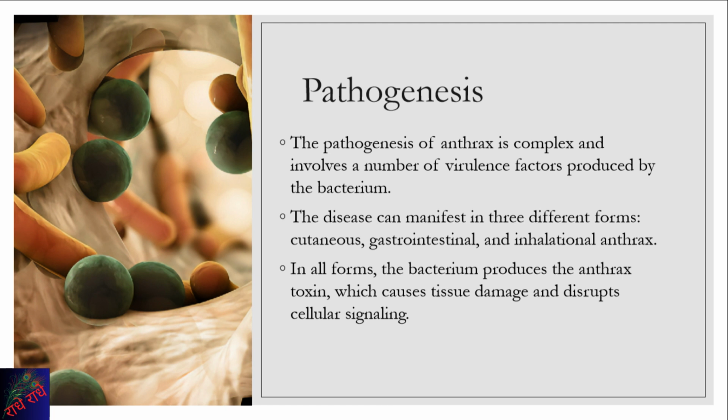Anthrax is a dangerous bacterial infection that can manifest in 3 different forms. Cutaneous anthrax, which is marked by the appearance of sores on exposed skin. Gastrointestinal anthrax, which can cause nausea, vomiting, and abdominal pain that can lead to severe complications. And inhalational anthrax, which can lead to life-threatening respiratory failure. All forms of anthrax are caused by the production of the anthrax toxin by the bacterium, which causes tissue damage and disrupts cellular signaling, resulting in potentially fatal consequences if not treated in time.